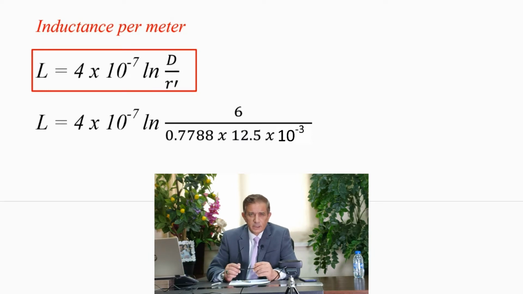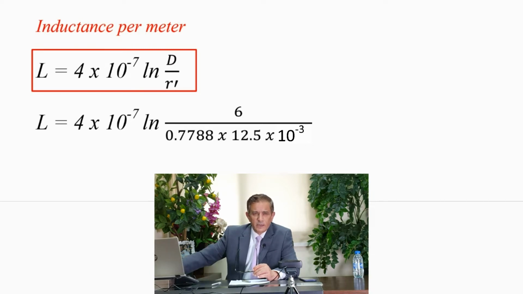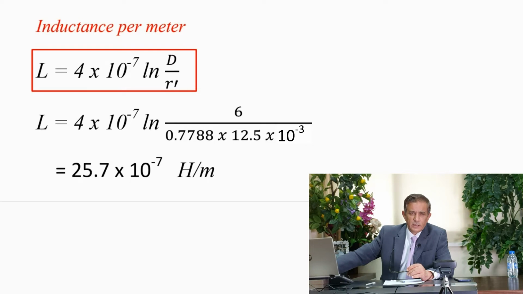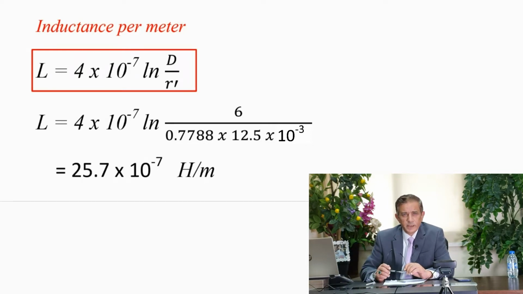D, they were 6 meters apart, and R was given as 25 over 2, the diameter over 2. I multiply by 10 to the minus 3 to get it in meters. Then I will be getting the inductance. This is inductance per meter, Henry per meter. Next, I will calculate the inductive reactance per kilometer. So inductive reactance per kilometer means I have to multiply by omega, 2πf L, by 1000 for the kilometer. So this is requirement number 1 in the question.